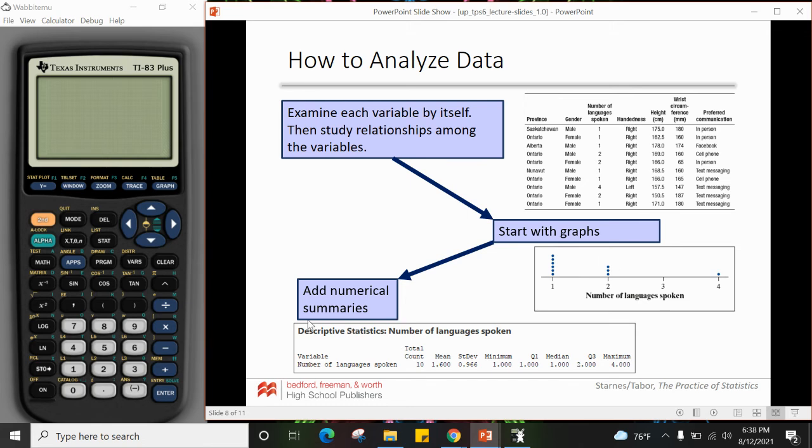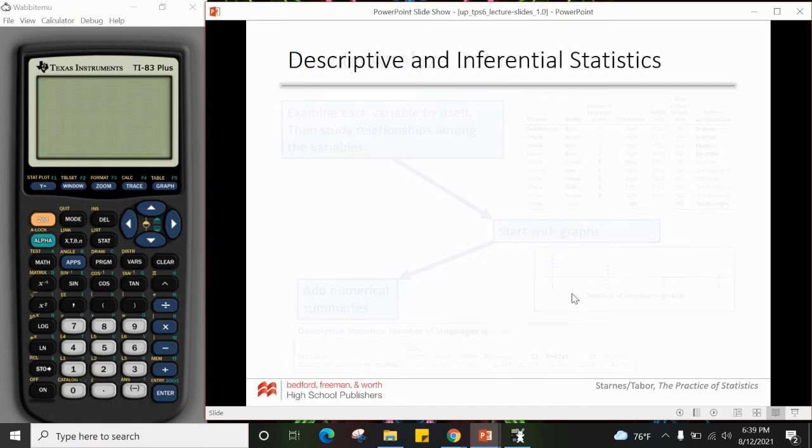Then from there, we add what we call our numerical summary, and we'll get more into depth on this as the year goes on. But really, the graph helps us to make general statements like, hey, a lot of people only speak one or two languages. And then this numerical summary will help us pinpoint exactly what we're trying to say and maybe give us quantifiers for that general statement.